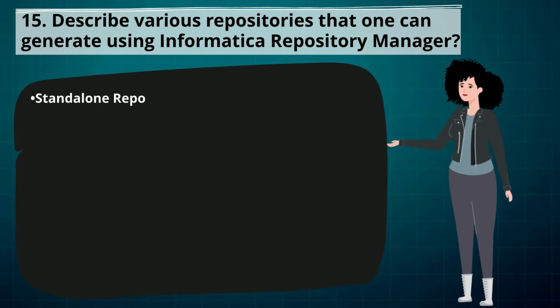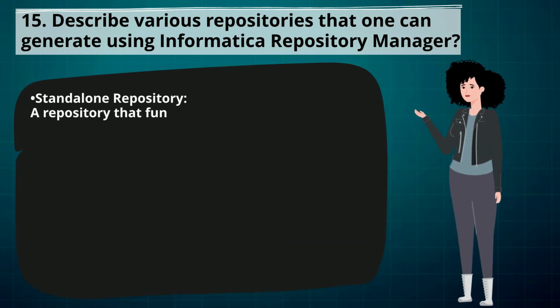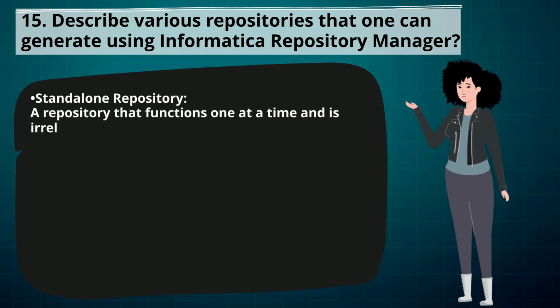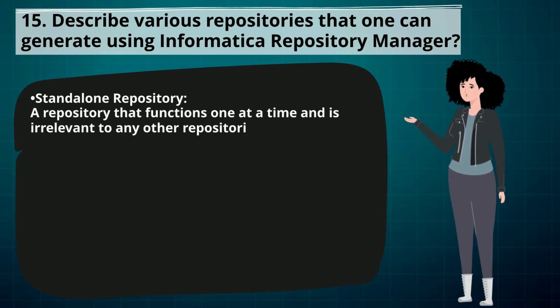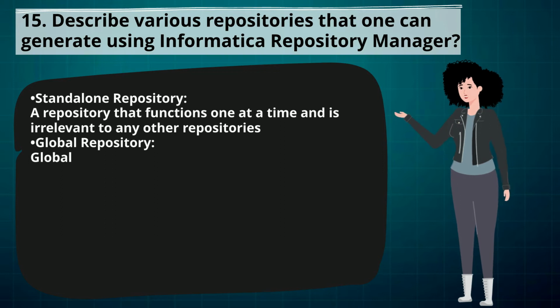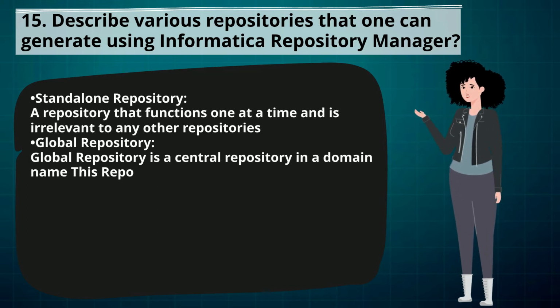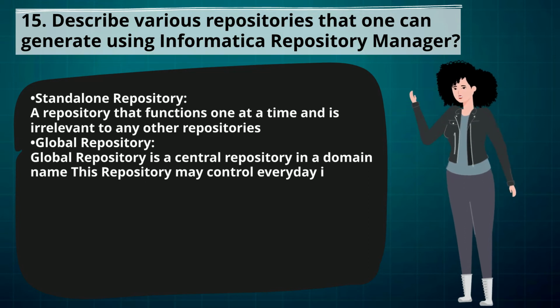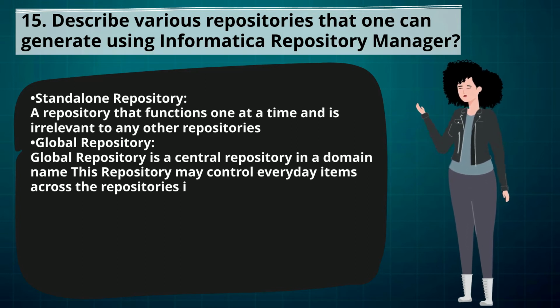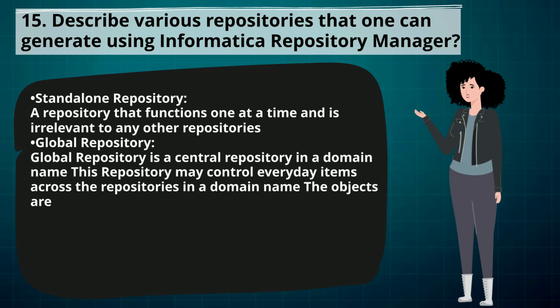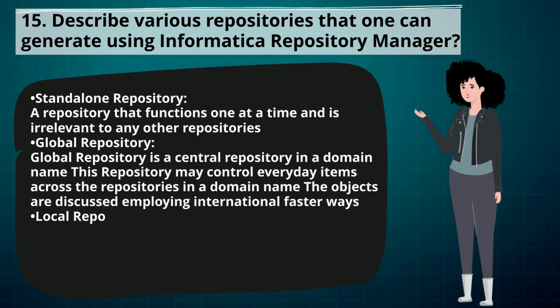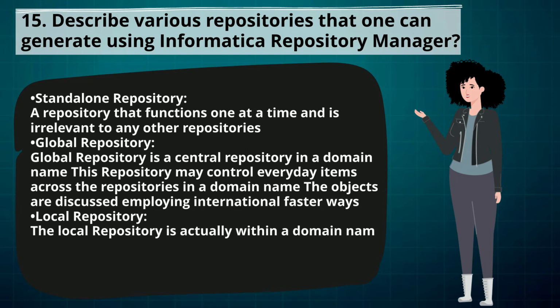15. Describe various repositories that one can create using Informatica Repository Manager. Standalone repository: a repository that functions independently and is unrelated to any other repositories. Global repository: a central repository in a domain. This repository may control common objects across the repositories in a domain. The objects are shared employing global shortcuts. Local repository: the local repository is within a domain.